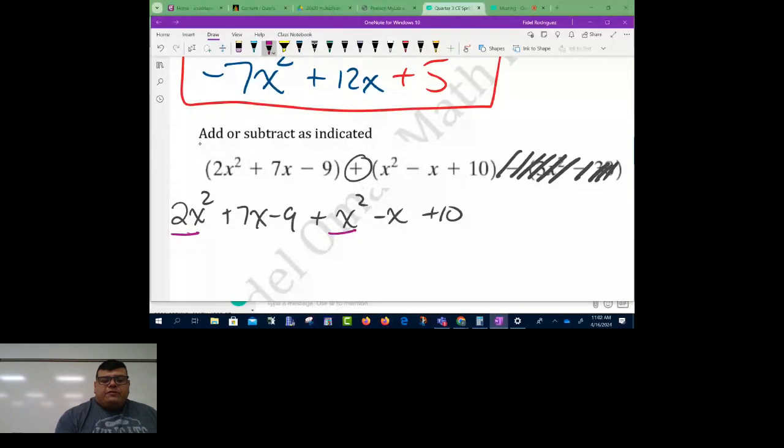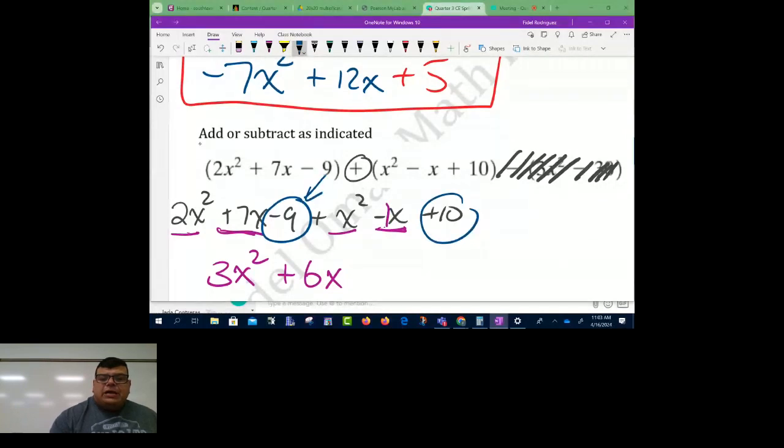2x squared and another x squared. Boom, that's 3x squared. Y'all, again, right here, look, 7x, this is a minus x. Y'all, if it helps, think about that as a minus 1. So that means I have $7, but I owe you 1. Well, I'm still left with 6. Okay. And then my numbers, a minus 9 and a plus 10. I owe you $9, but I have 10. Still left with $1, right?